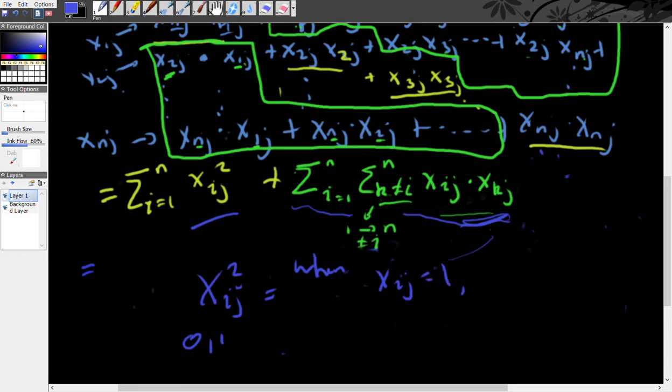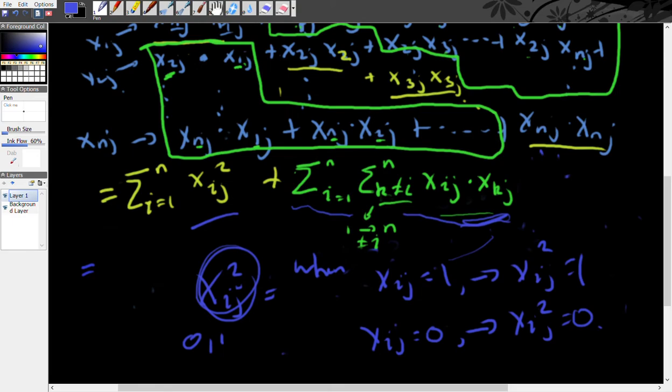When xij is equal to 1, clearly this implies that xij squared is equal to 1. And when xij is equal to 0, then xij squared is equal to 0. And remember, these are not independent events. You're not trying to sample from xij twice. You're only sampling once and then squaring the value. So whatever probability xij takes 1, with the same probability xij squared takes 1. Likewise, when xij takes 0, with whatever probability it takes 0, xij squared also takes 0.